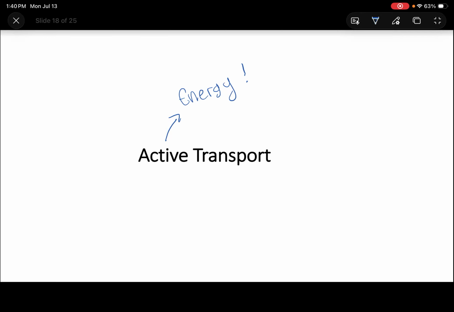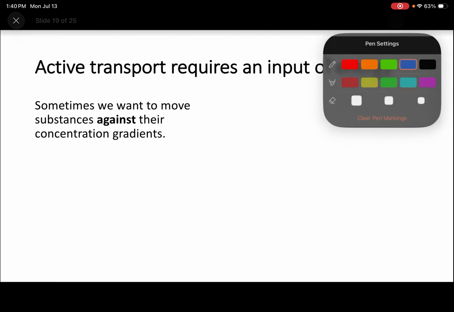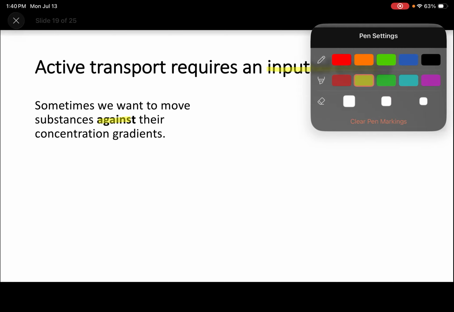And there's going to be two types of active transport that we talk about. One is going to use our molecule of energy, ATP, and one is going to use the energy of other molecules. And I'll break those down. So as I mentioned, active transport requires an input of energy. And the reason that it requires an input of energy is because we are moving molecules against their concentration gradient.